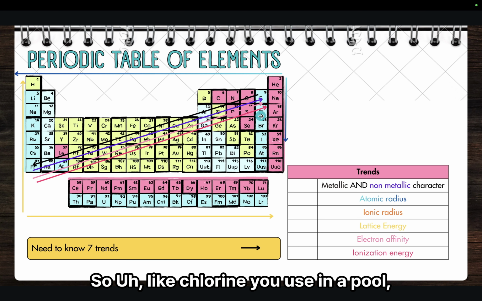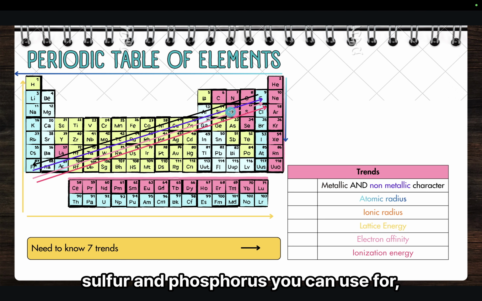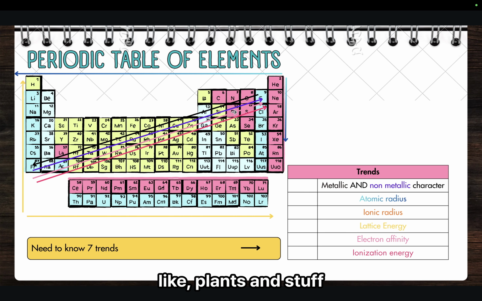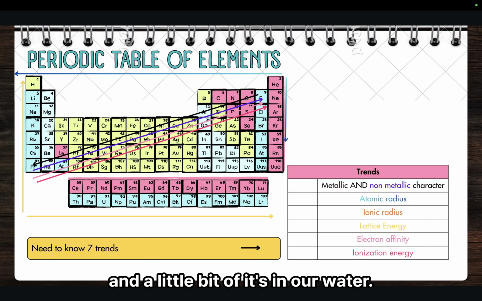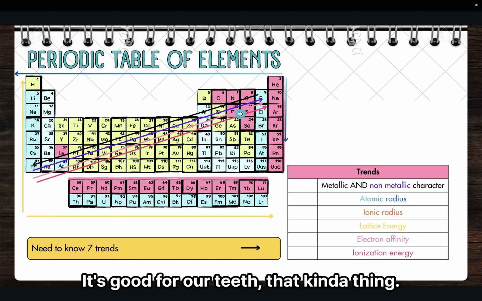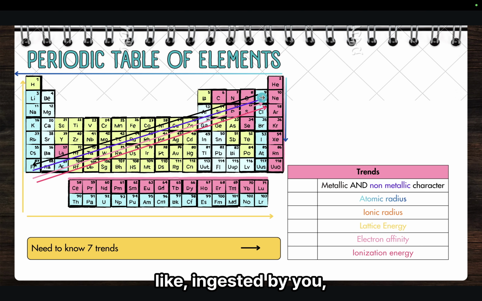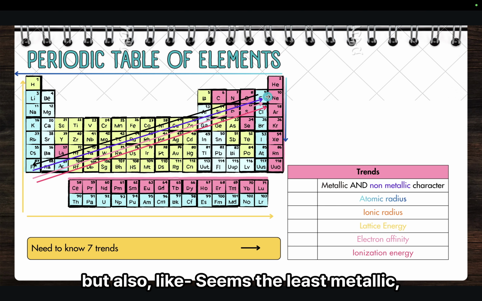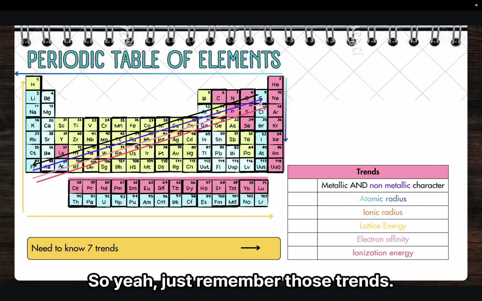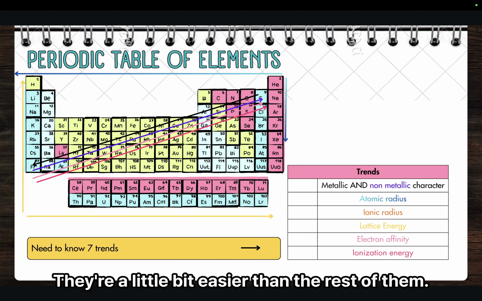Like chlorine you use in a pool. Sulfur and phosphorus you can use for plants if you're really into gardening. So you're like, it's not a metal, but it's an everyday use. Fluorine though, you're like, that's not at all a metal because I eat it. Well, maybe not eat it, but it's in toothpaste and a little bit of it's in our water. It's good for our teeth, that kind of thing. So think the most likely to be ingested by you, but also seems the least metallic, if that makes sense. So yeah, just remember those trends. They're a little bit easier than the rest of them.